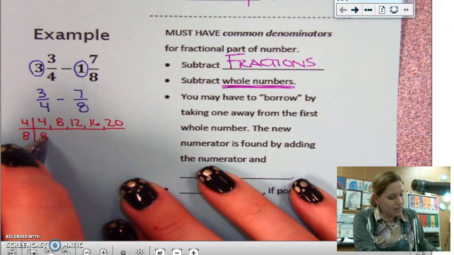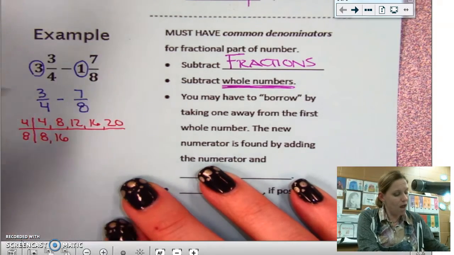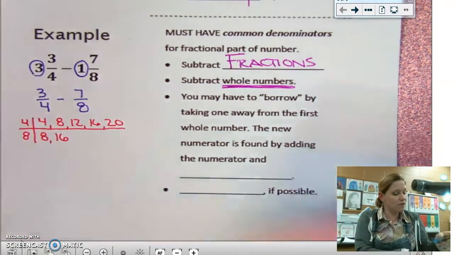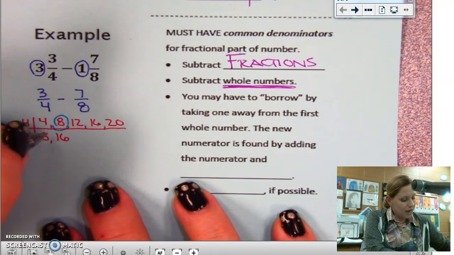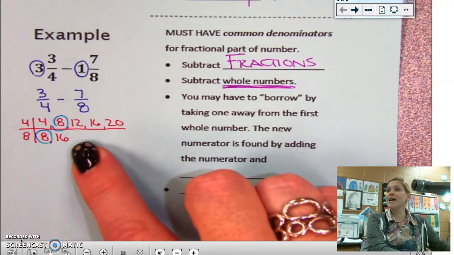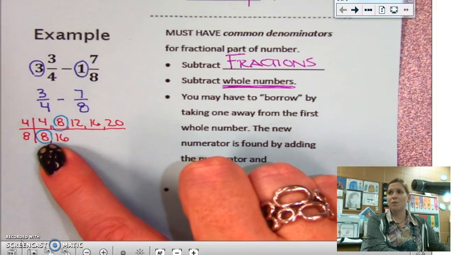8 times 1 is 8. 8 times 2 is 16. I'm going to stop before we go any further because 8 and 8. Even though they both have 16 in common also, 8 is the least common multiple.